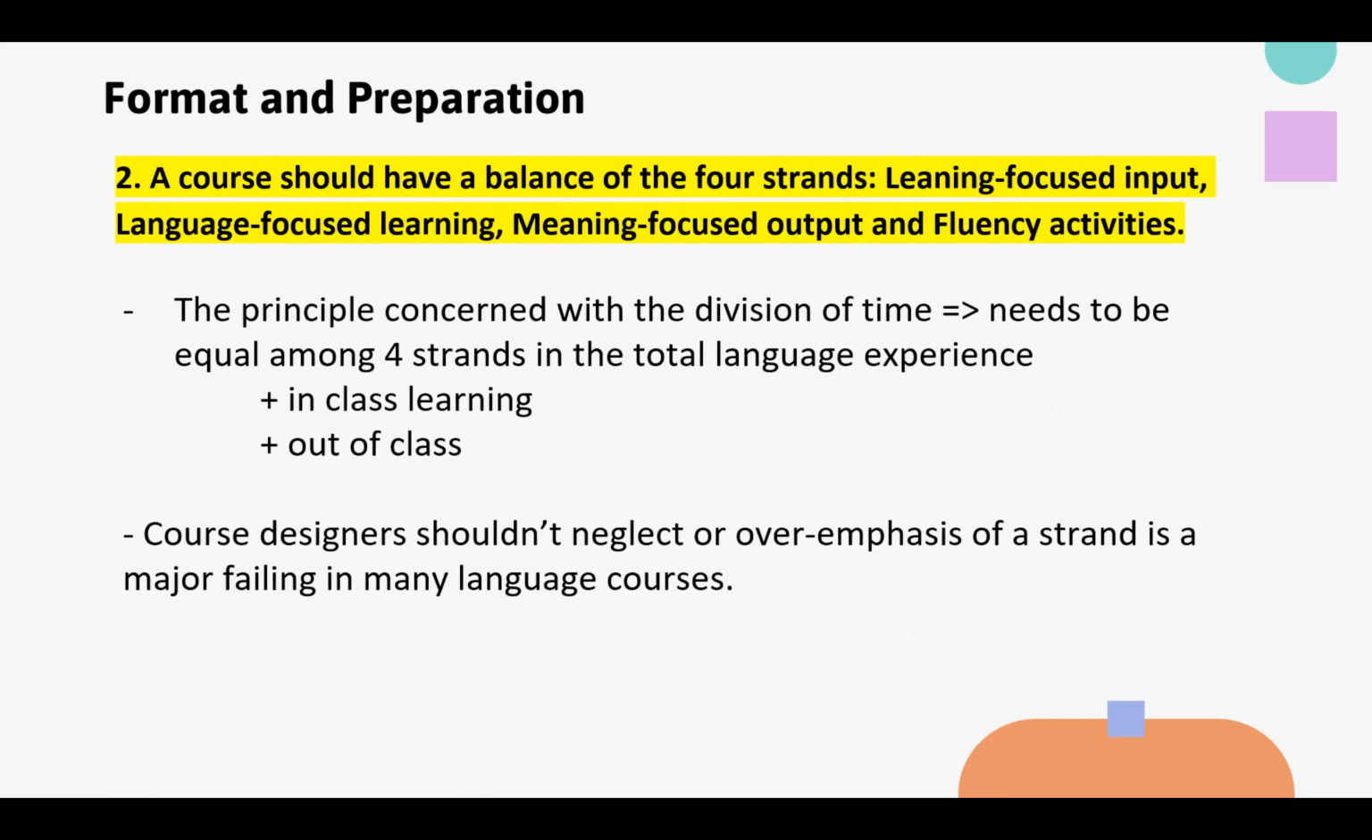Principle number 2: a course should have a balance of the 4 strands: meaning-focused input, language-focused learning, meaning-focused output, and fluency activities. The principle is concerned with the division of time, because the time needs to be equal among the 4 strands of the total language experience in class learning and even out of class. The course designer shouldn't neglect or overemphasize a strand, which is a major failing in many language courses.